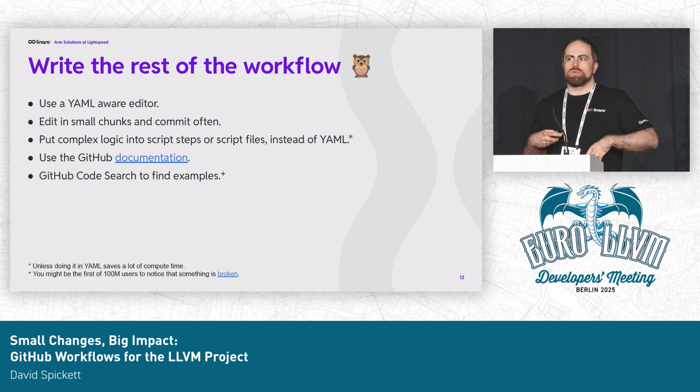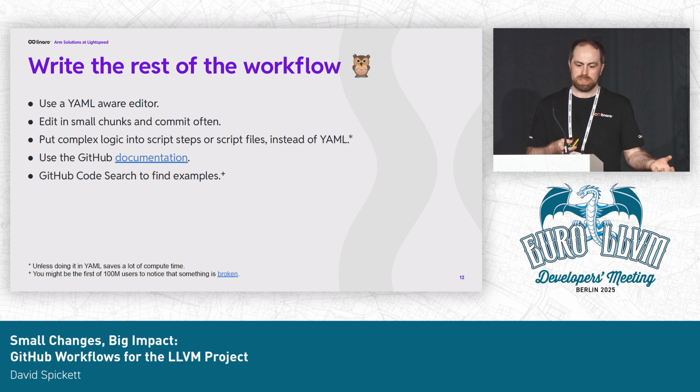And then what you can do in a workflow is basically limitless, and I don't have limitless time. So top-level ideas: if you can find an editor that understands YAML, great, use that. Do your editing in very small chunks and commit often. So if something breaks, you might not know why, but you will know what broke it. If you're going to do complex logic, multiple ands and ors, lots of brackets, do that in a script step or a script file instead of writing in YAML.